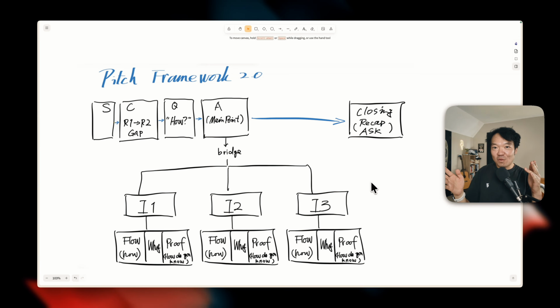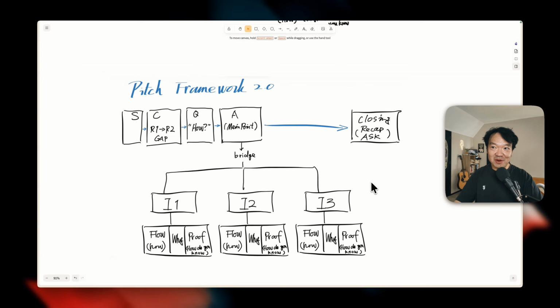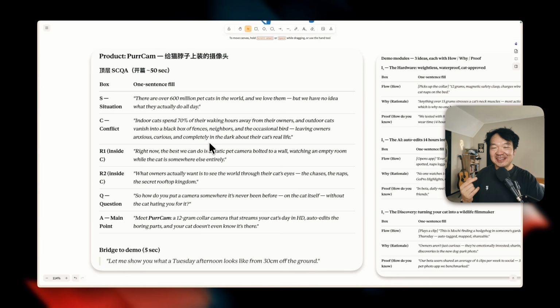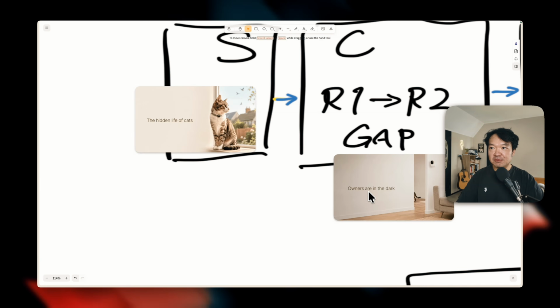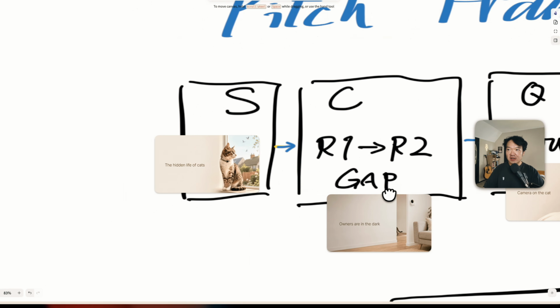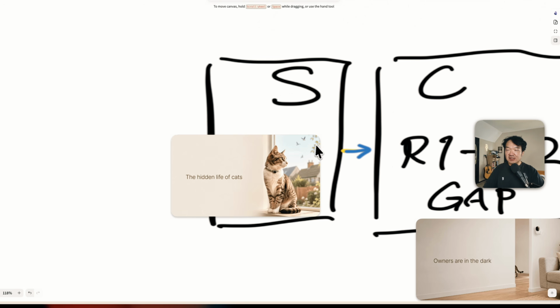How it can work in a real world scenario, or like a real case. Here is a very fake project I want to show as an example. The product is called PerCam. Basically, it's a camera for cats, and that sounds really silly, but I asked my lovely Claude to generate those one sentence pitches and follow this structure, and then I filled it into this pitch deck structure. So yeah, you see on the situation.